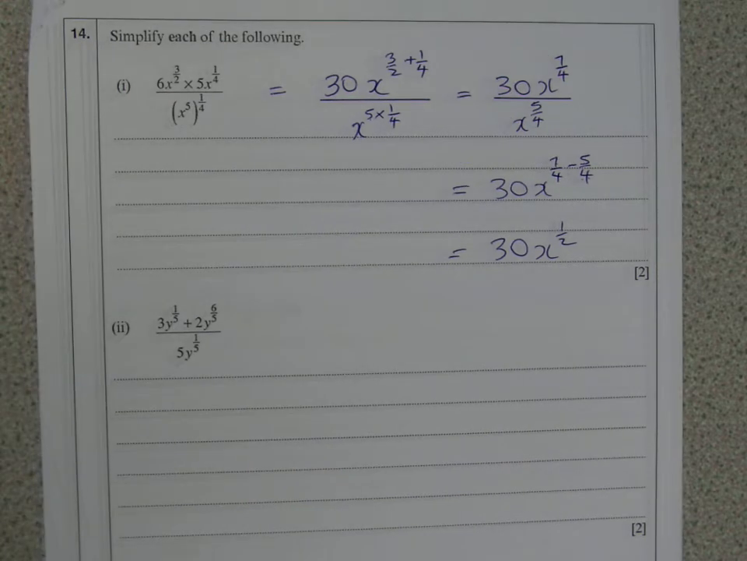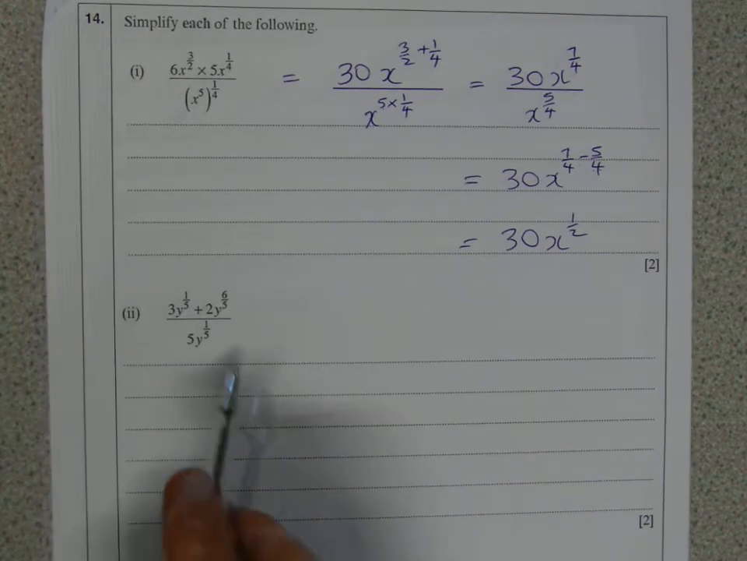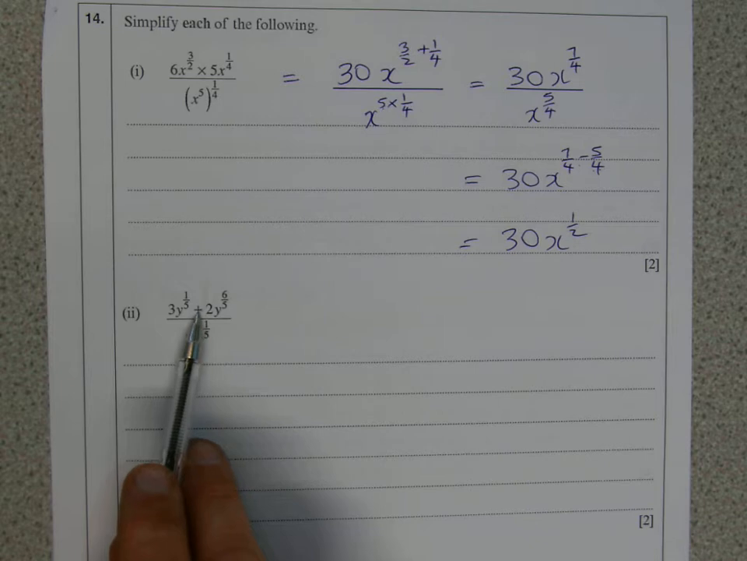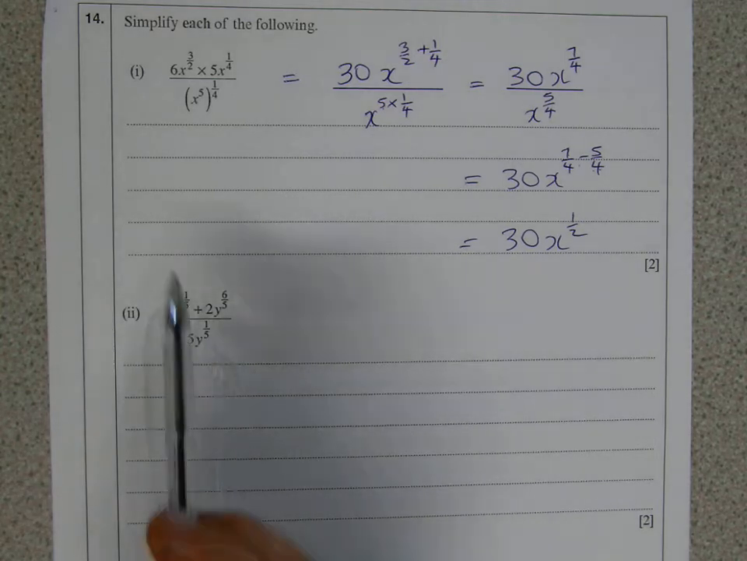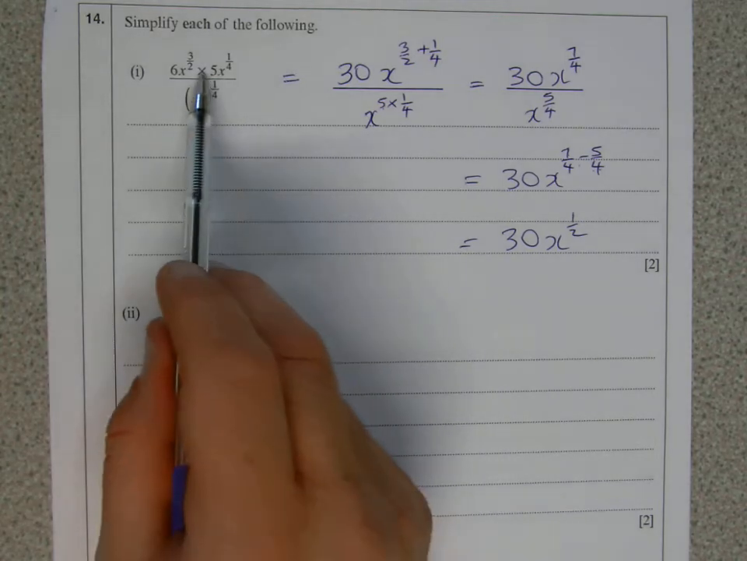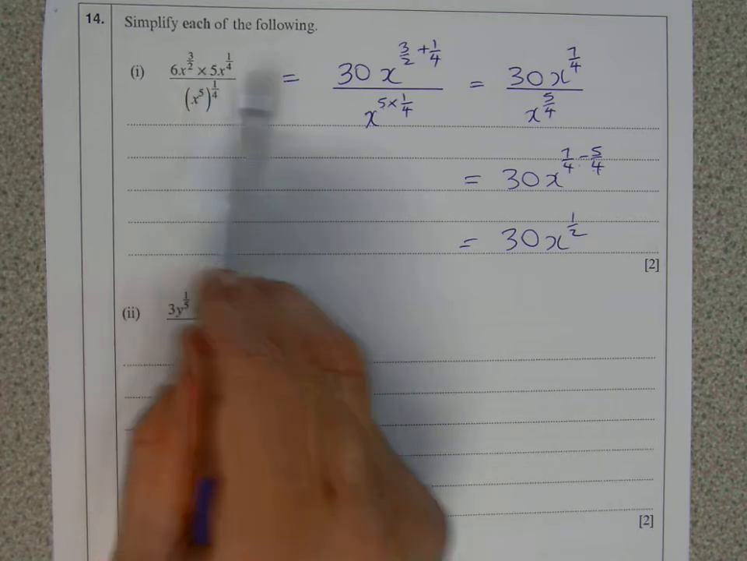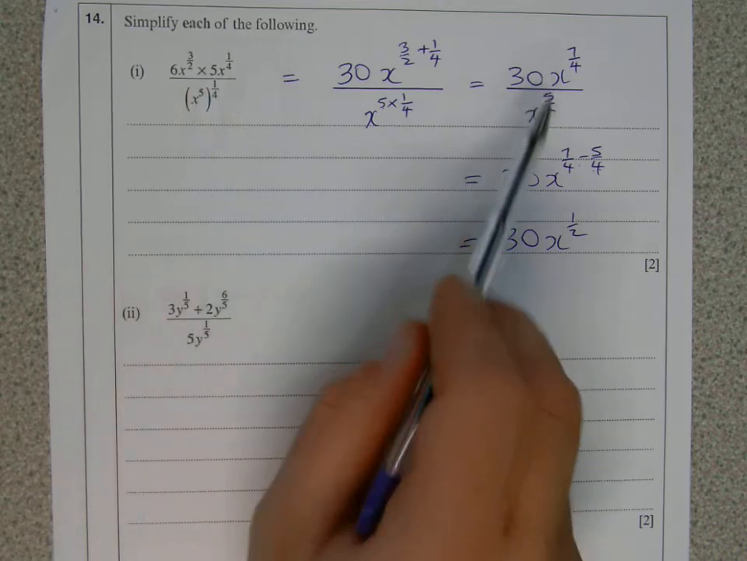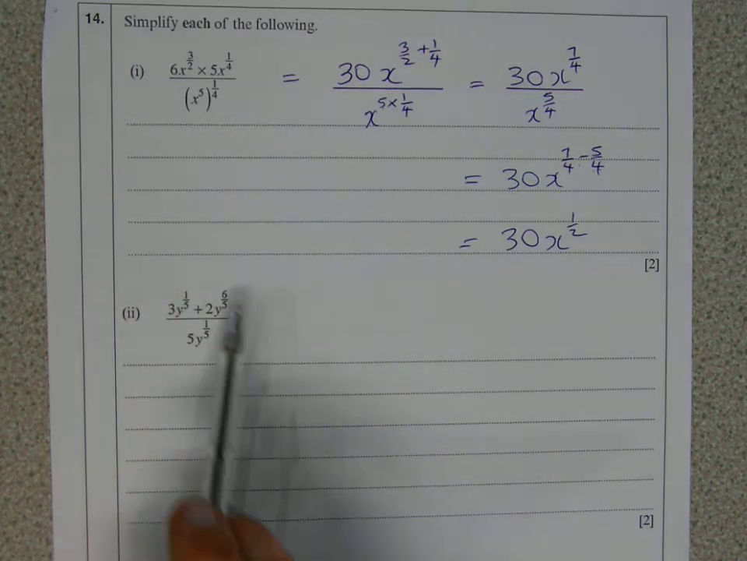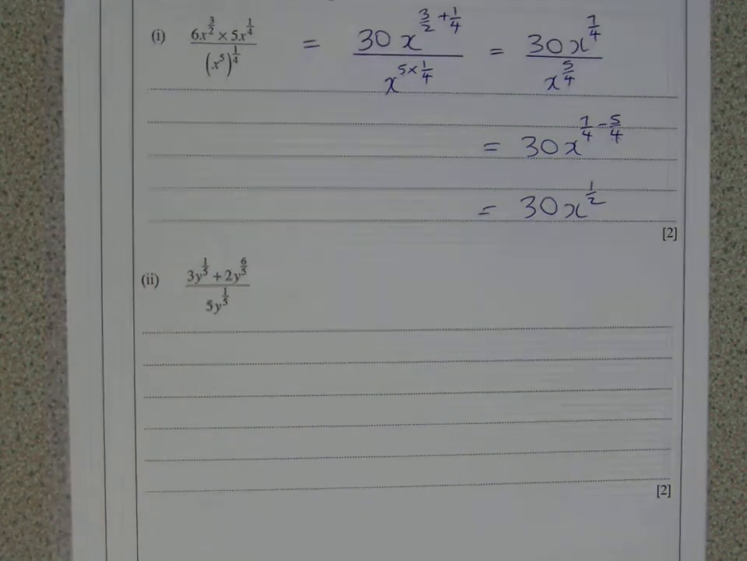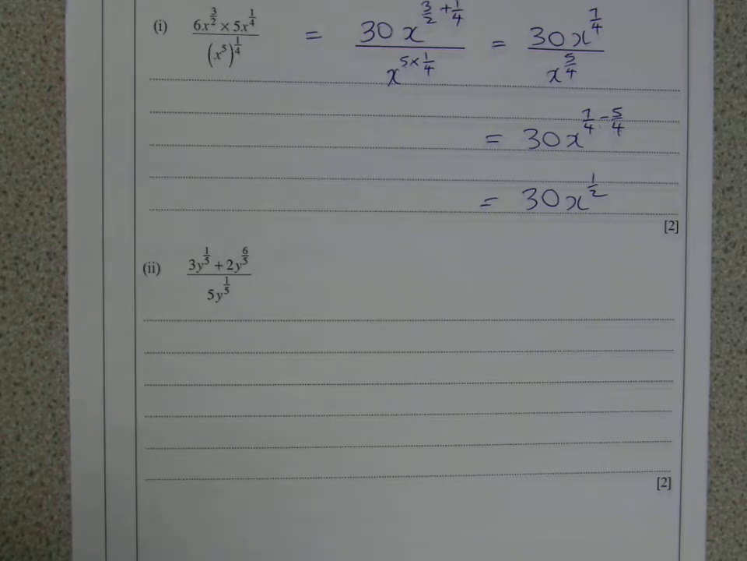Now, with part 2, you've got to be a bit more careful because we're adding the terms on the top, right? And when you add the terms on the top, there isn't a rule of indices. There isn't a rule that we've learnt, okay? The only rules we learnt are when you're timesing terms, and then when you're dividing them, and then when you've got one power raised to another. Those are the rules you learnt. But when you're adding terms, there isn't a rule. So you've got to be careful with this question.